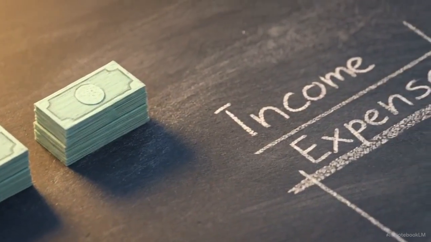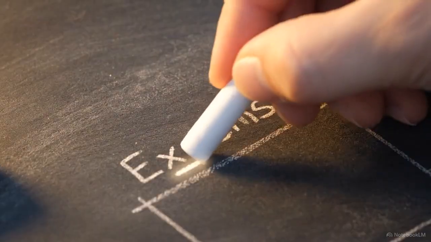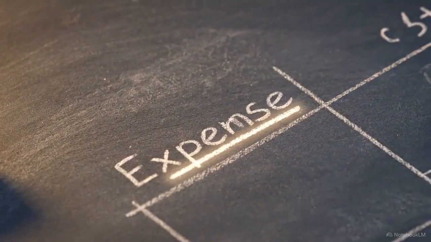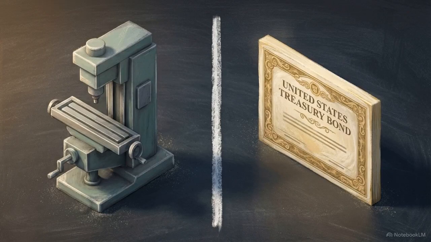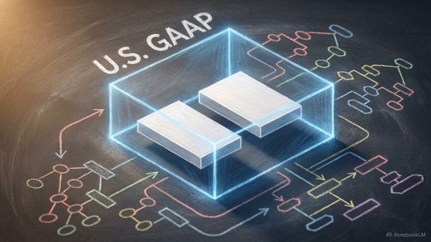In corporate accounting, the cash a company physically pays out during a year rarely matches the expense it reports on its income statement. Two common long-term obligations perfectly illustrate this rule: corporate leases and corporate bonds. Legally, renting a piece of specialized heavy machinery is entirely different from issuing debt to investors. But under U.S. GAAP, the accounting framework treats them almost identically.